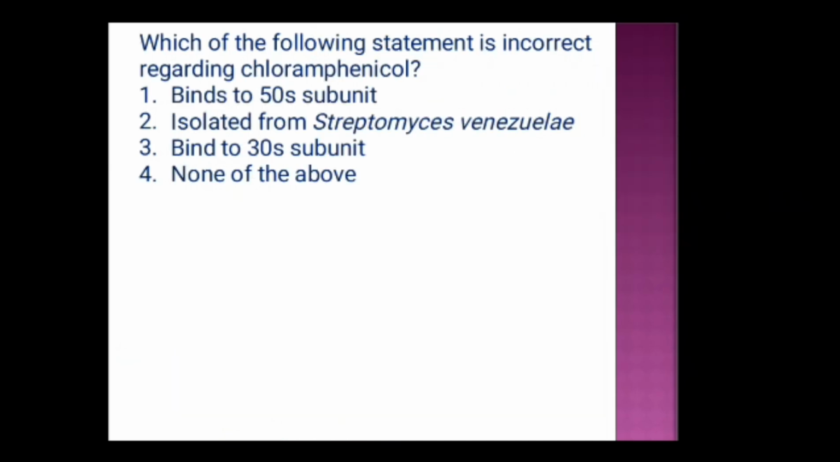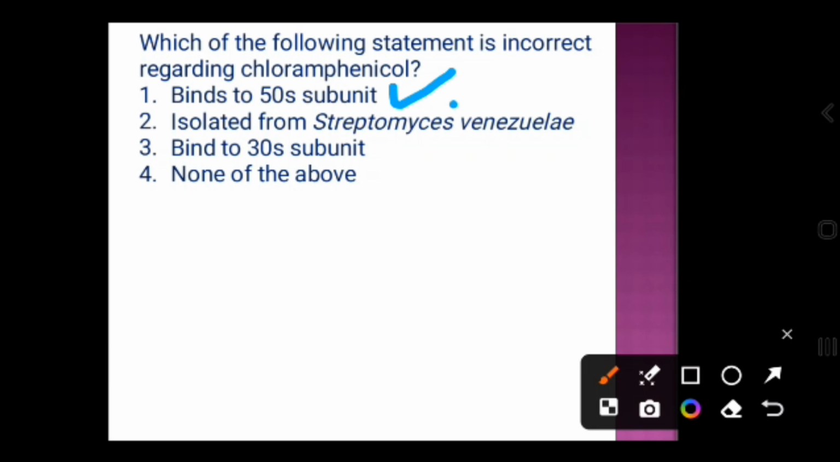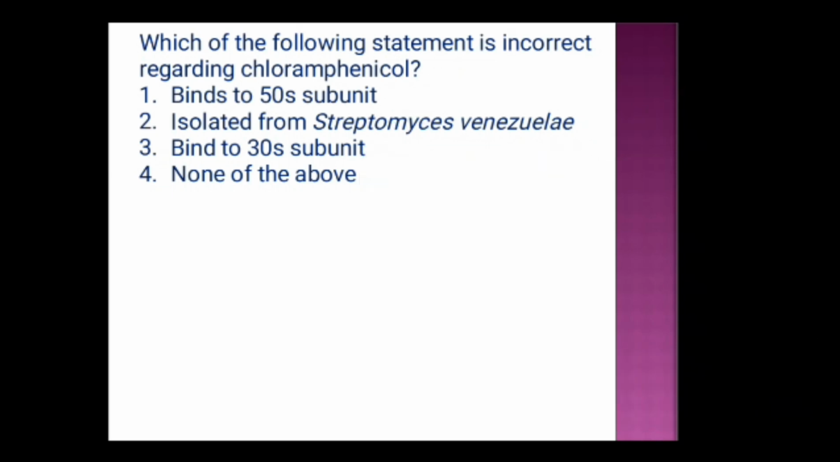Next, which of the following statements is incorrect regarding chloramphenicol? Option 1, it binds to 50S ribosomal subunit. This option is correct because chloramphenicol binds to 50S ribosomal subunit and inhibits protein synthesis. Next, it is isolated from Streptomyces venezuelae. It is also correct because chloramphenicol is isolated from Streptomyces venezuelae. It binds to 30S ribosomal subunit. It is not correct. It is incorrect. So the answer will be option 3, that is binds to 30S ribosomal subunit.